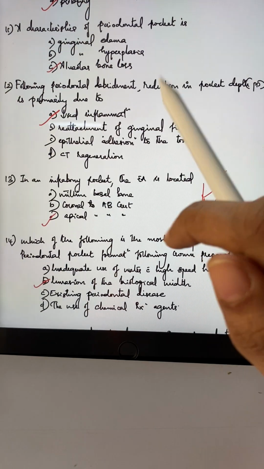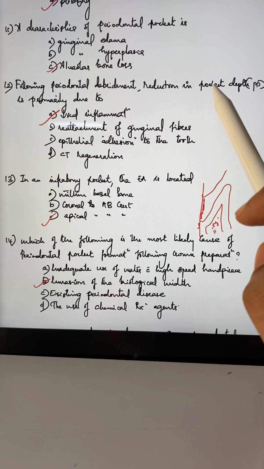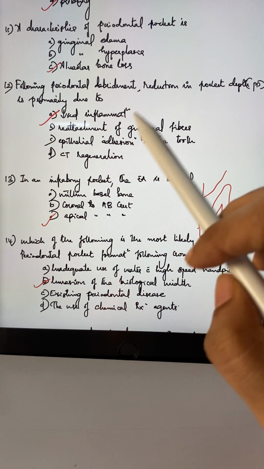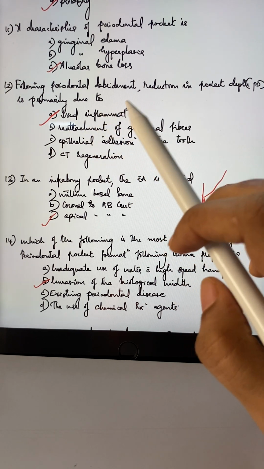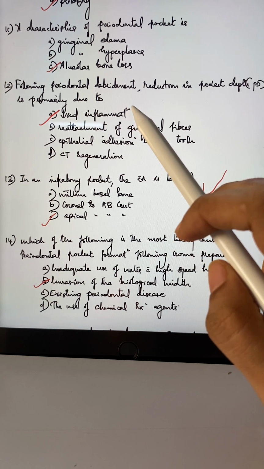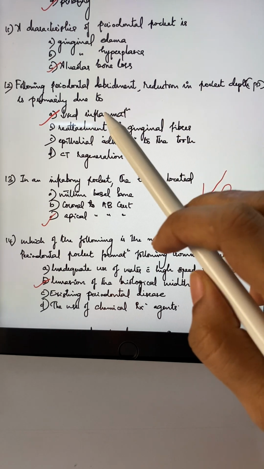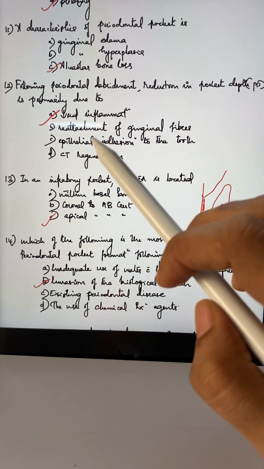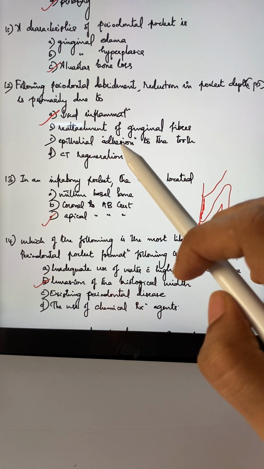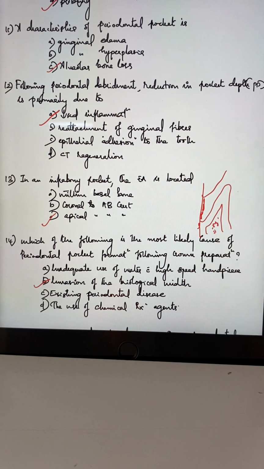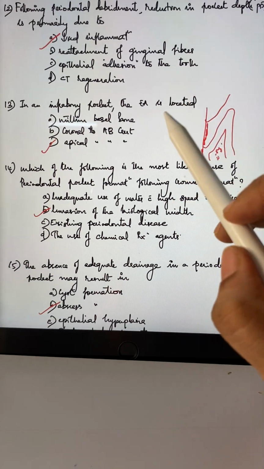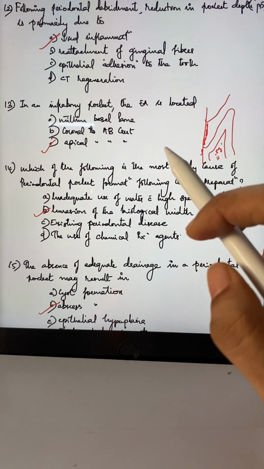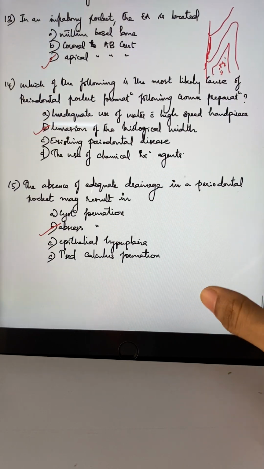Then following periodontal debridement, reduction in pocket depth is primarily due to decreased inflammation. So primarily this reduction of pocket depth is due to the decreased inflammation. These all are there, but these all are the later process. Initially, decreased inflammation is the answer. Then in an infrabony pocket, the epithelial attachment is located, that I discussed. It is apical to the alveolar bone crest.